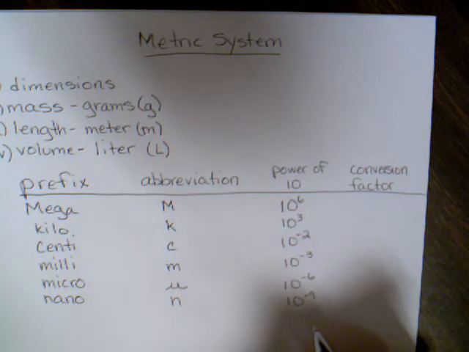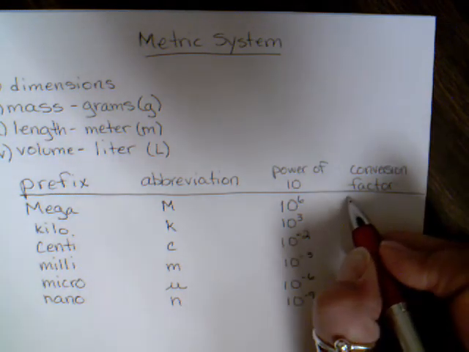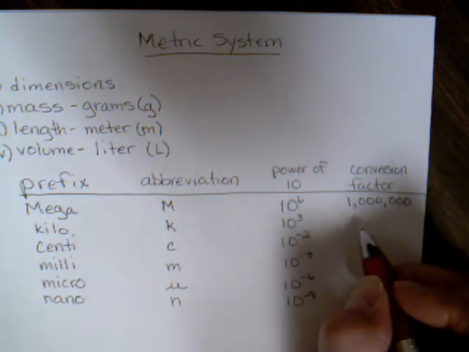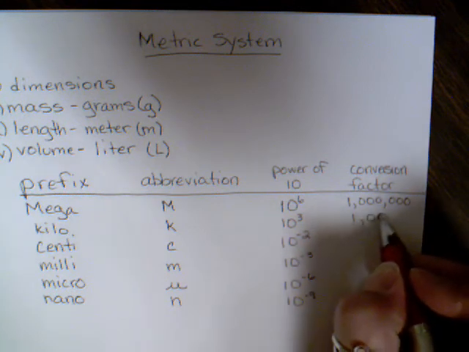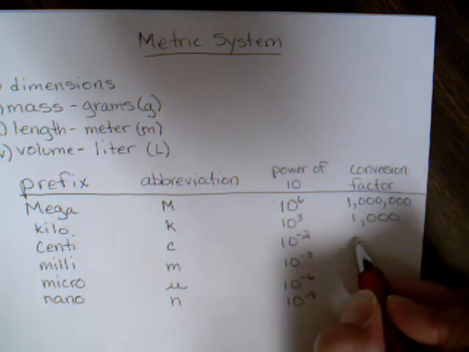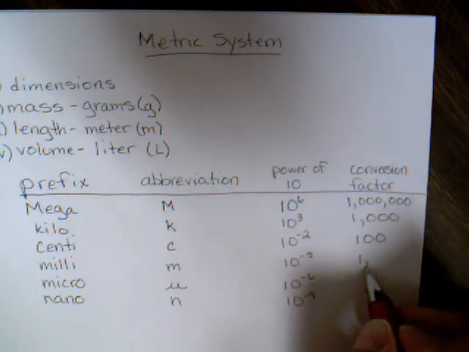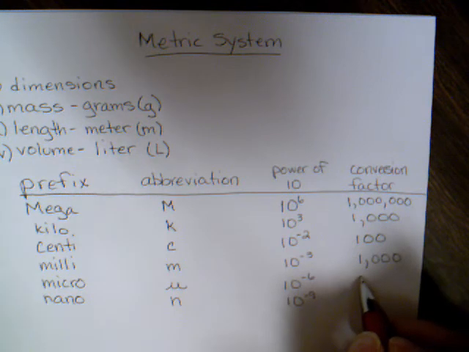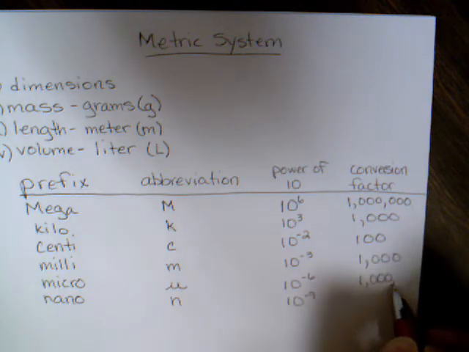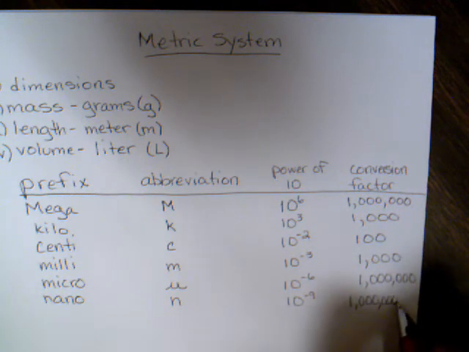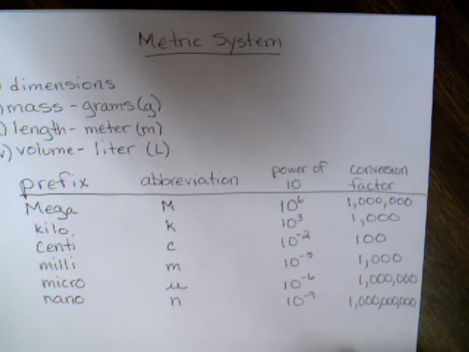And the conversion factors that we will use with these is a million for the mega, 6 zeros, 1,000 for the kilo, 3 zeros. We'll use 100 for centi, 1,000 for milli, a million for micro, and a billion with 9 zeros for nano.